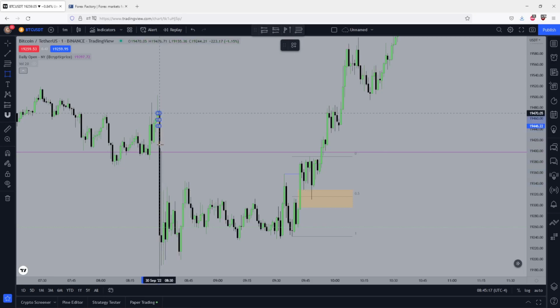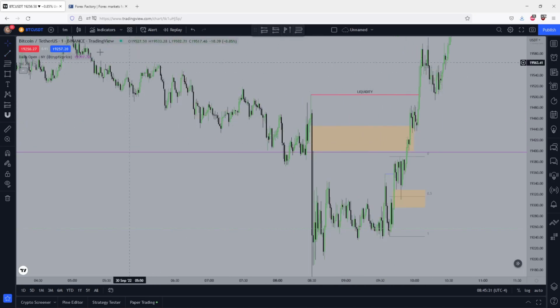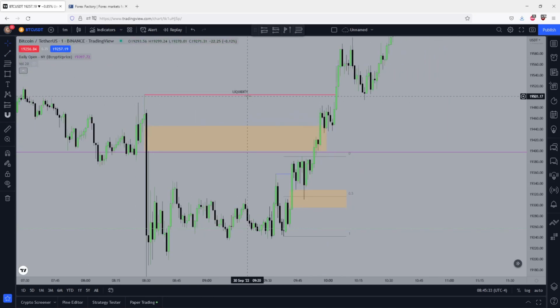Let me draw that out. Oh, not what I want. There we go. First target, and then the second target is this high. Very nice target, and then there are multiple highs. Price takes one after the other.